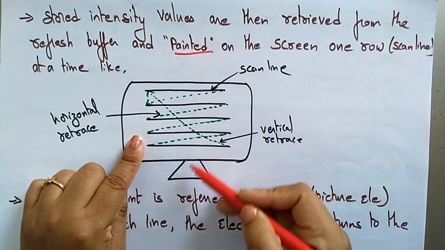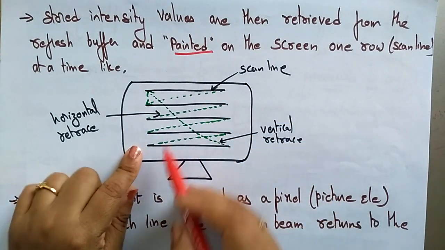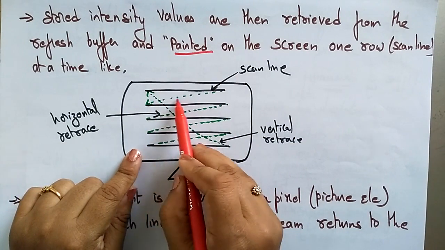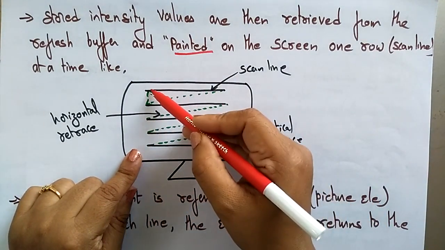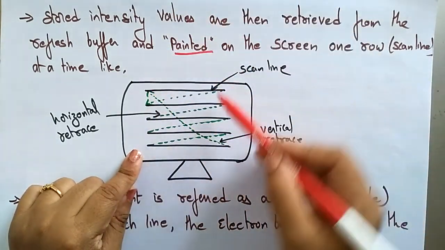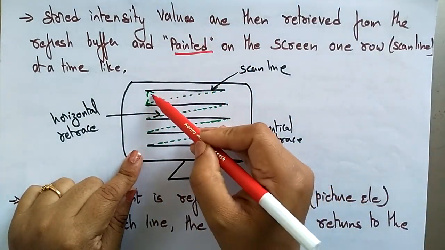So each row you call a scan line, and this you call horizontal lines. So these are the horizontal lines, and when you are going back, this is a horizontal retrace, and this is the vertical retrace.